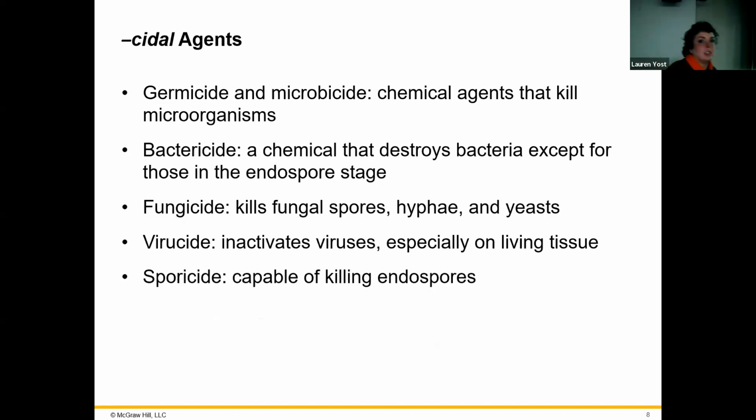All right, cidal versus static. We went over this with our Kirby Bauer, so we're already aware of what these suffixes mean. But cidal agents are things that kill the microbes. Static agents, those are the ones that could just inhibit the growth, right? So germicidal, bactericidal, fungicidal, virucidal, sporicidal, these tell you what they're going to be killing. So you can be really general and say germicidal or microbicidal, so you're talking about microbes in general. If it's sporicidal, that means that it will destroy endospores.